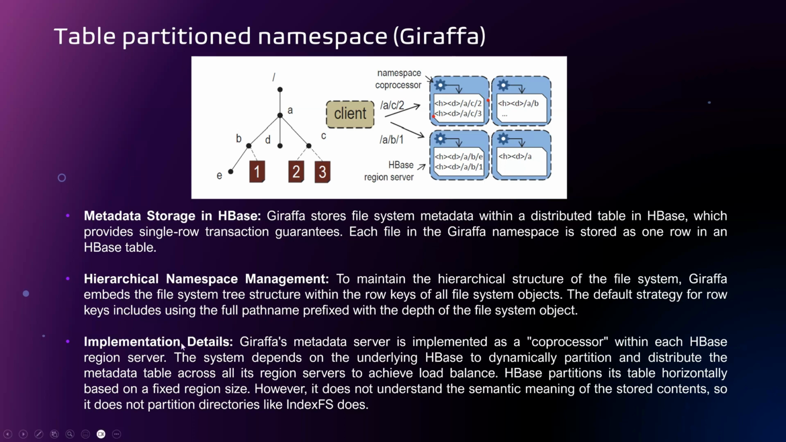Implementation details: it is implemented as a coprocessor within each HBase region server. The system depends on the underlying HBase to dynamically partition and distribute the metadata table across all its region servers to achieve load balance. HBase partitions its table horizontally based on a fixed region size. However, it does not understand the semantic meaning of the stored contents, so it does not partition directories like IndexFS. It will just directly store the values, so it doesn't need to partition across multiple regions.